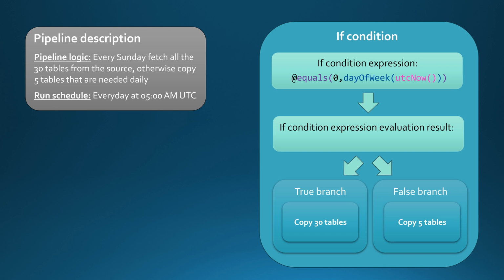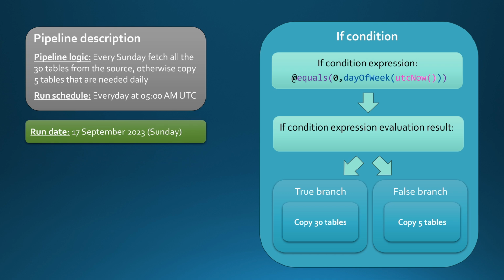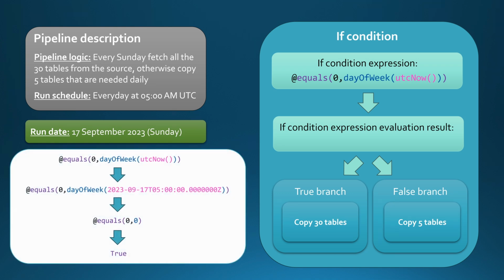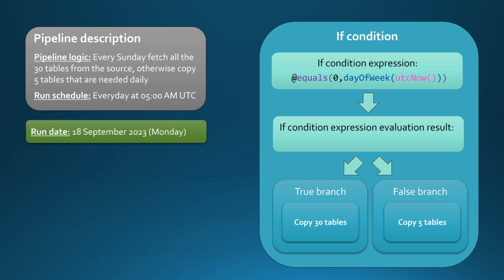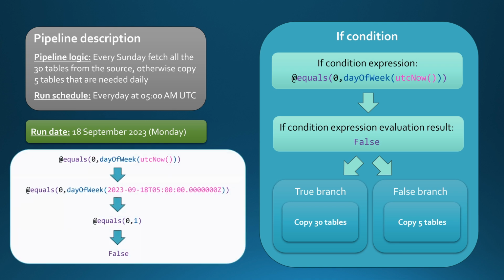Now let's imagine that we are running this pipeline on 17th of September 2023, which is Sunday. Then this if condition will evaluate to true, which will mean that we are going to copy all those 30 tables from the source. Now let's add one day to our run date, which is then 18th of September 2023, which is Monday, and then this if condition expression will evaluate to false, which means that we are only going to copy those 5 tables from the source.